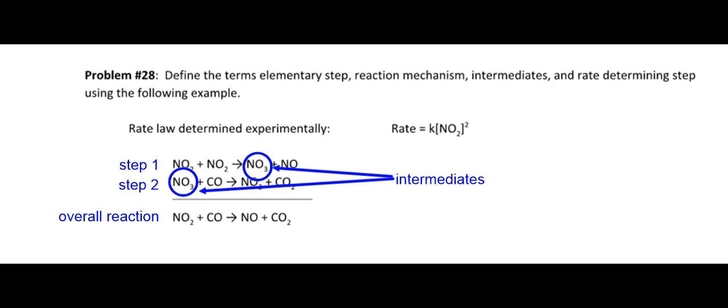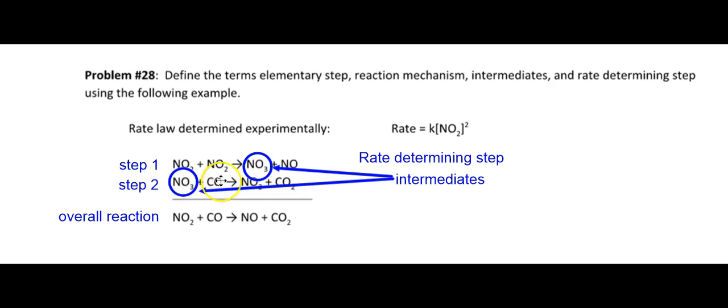And so what's my rate determining step? Well, which one will follow, in a sense, the experimentally determined rate law? And I think we've already talked about this. If I'm looking at step number one, I have two NO2s, which would agree with this. Here I have NO3 and CO, and it doesn't agree with this. So my rate determining step is the first one, which brings us to an interesting question.